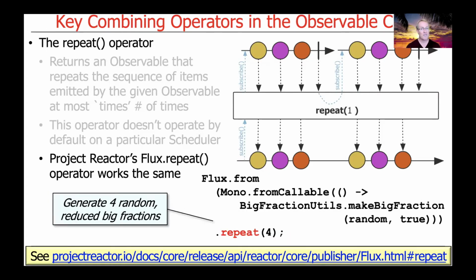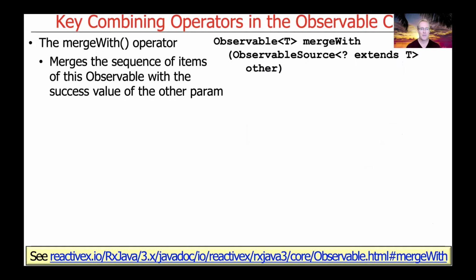Project Reactor's Flux class has a repeat operator that works essentially the same way. This is doing the same thing, except in this particular case, we're using Flux.from in conjunction with Mono.fromCallable in order to be able to generate 4 large random reduced big fractions.